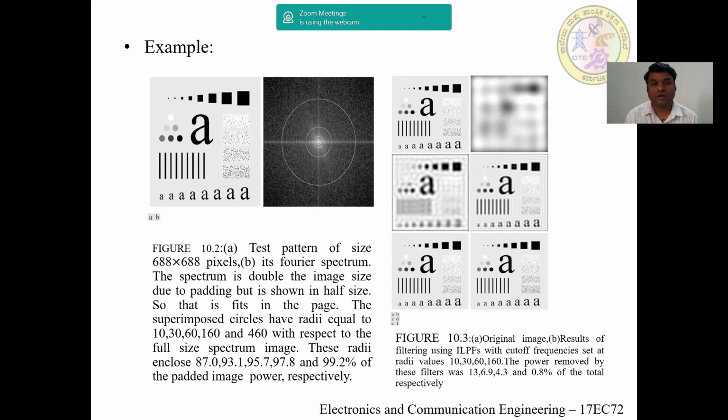The figure here is the original image. Results of filtering using ideal low pass filters with cutoff frequency set at radii values of 10, 30, 60, 160. The power removed by these filters was 13.6, 6.9, 4.3, and 0.8% of the total respectively.